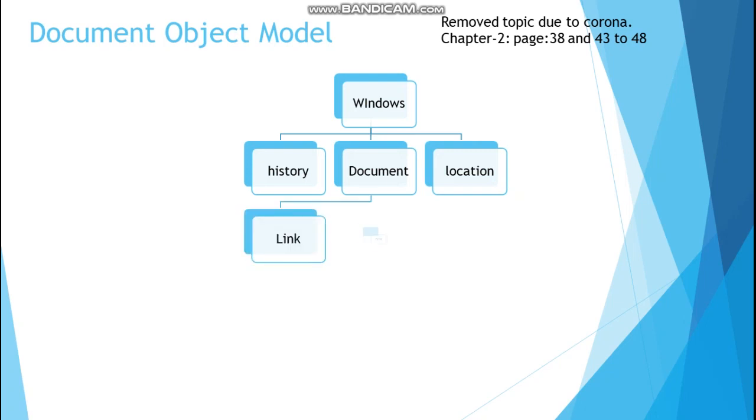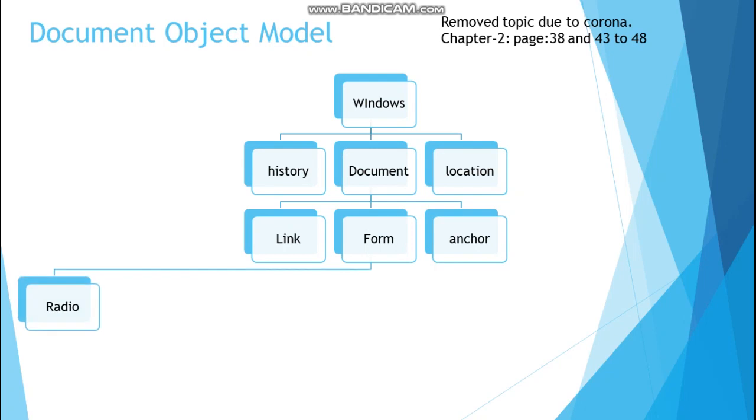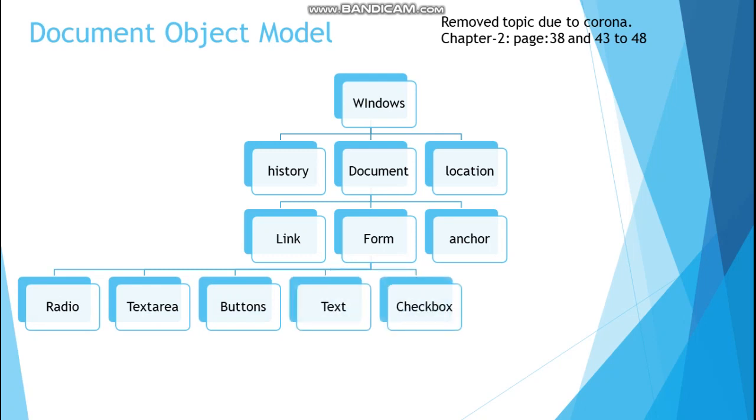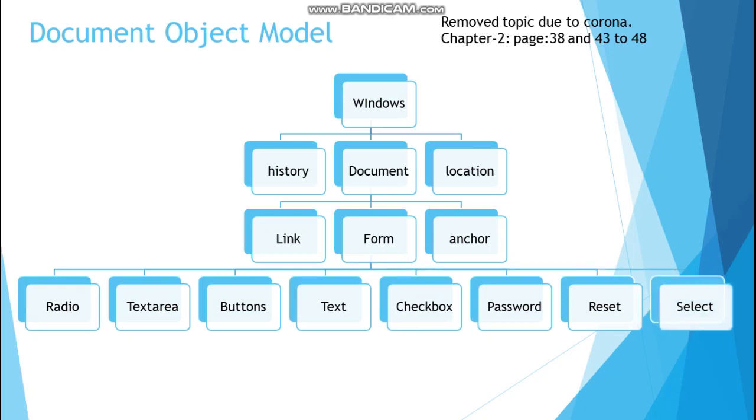So inside document there can be links, forms, anchors. Anchor or link, both these are the same thing. Inside form there can be radio buttons, text areas, buttons, text boxes, check boxes, password boxes, reset button, and select and option tag that is used to create a pull down menu. So these are the objects that can be there in a browser window.